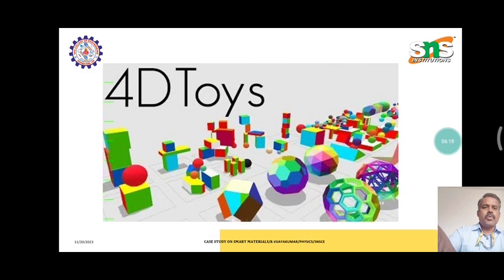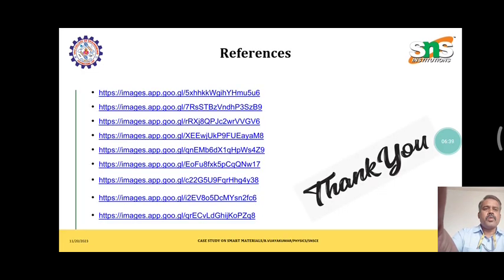All of these are 4D material toys. Look at that: the dimensions change, and the color, properties and quality change. This is all exposed well compared to 3D, so we form the 4D toys. This is all from the reference PPT from which I prepared this.